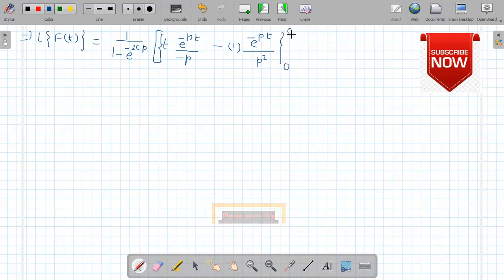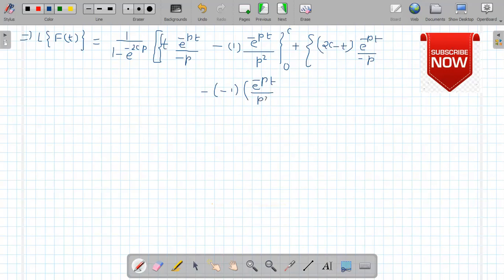0 to c plus, again shortcut method, first function, integral of second function, plus there will be minus sign, but we differentiate this with respect to t, it is -1, and integrate this with respect to t, which is e to the power minus pt over p square, c to 2c.